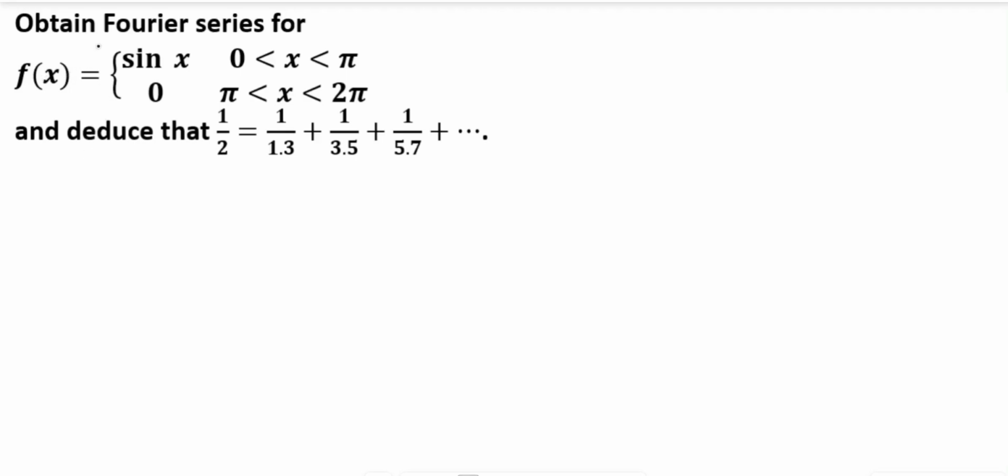So, the question is: obtain the Fourier series for the function f(x) = sin x in the interval 0 to pi and 0 in the interval pi to 2 pi, and further deduce the sum series.